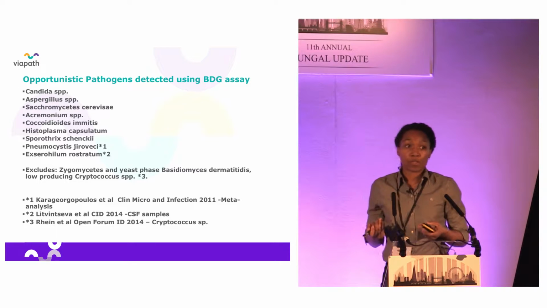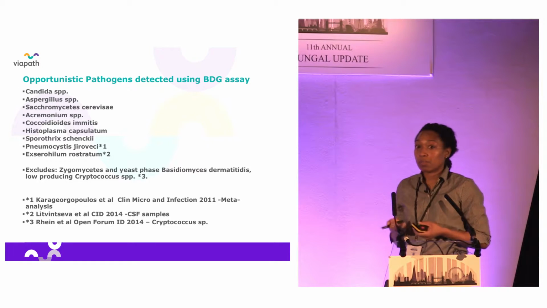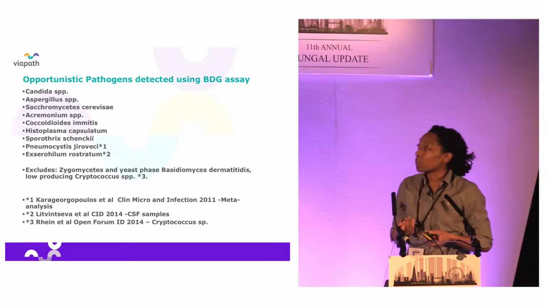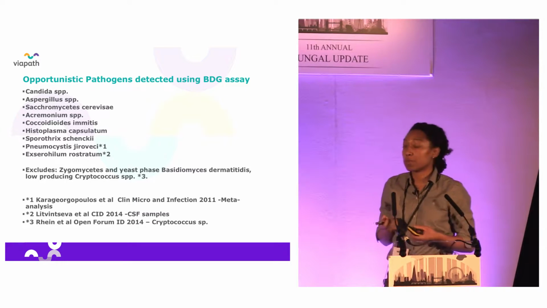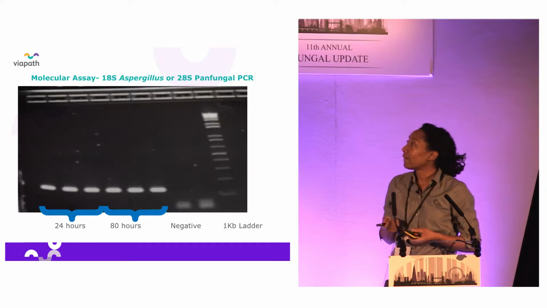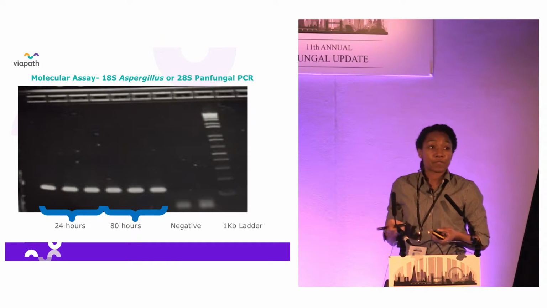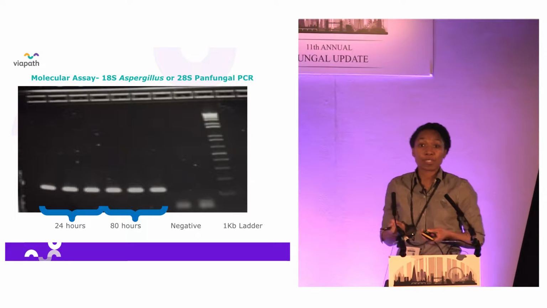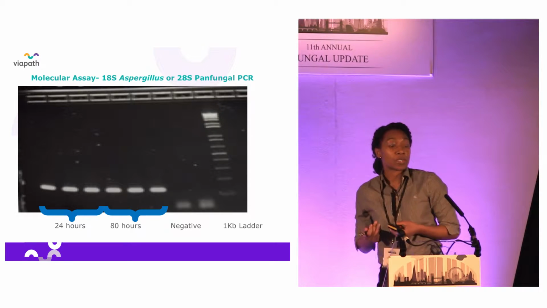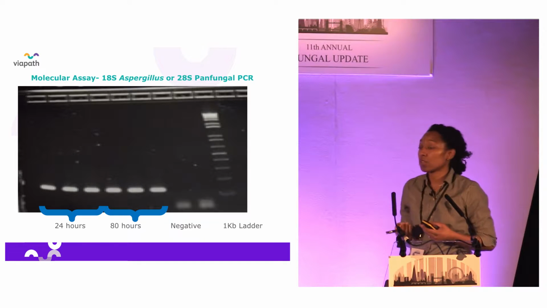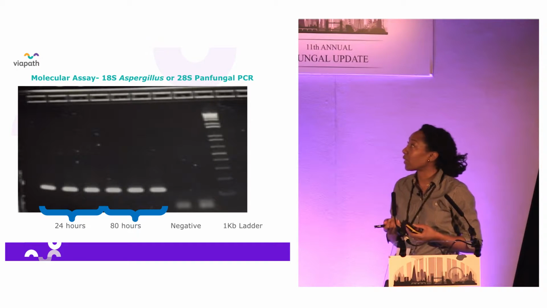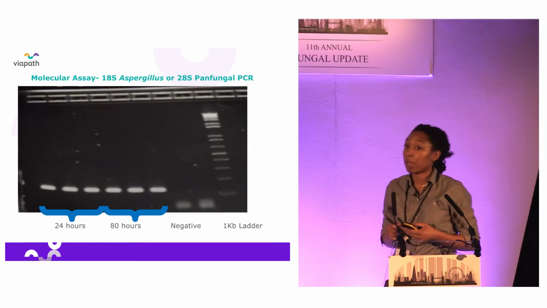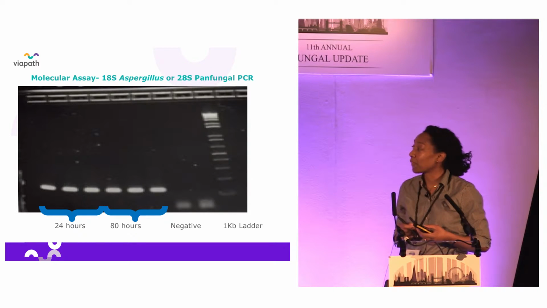There's also the lateral flow device, which is possibly going to be readily available to a lot of the trusts, and that's Aspergillus specific as well. From a molecular point of view, there are DNA PCRs. The 18S Aspergillus consensus PCR was assessed or evaluated across multiple sites in the UK. And one can use a 28S pan-fungal PCR as well.